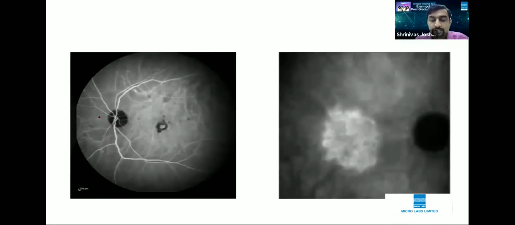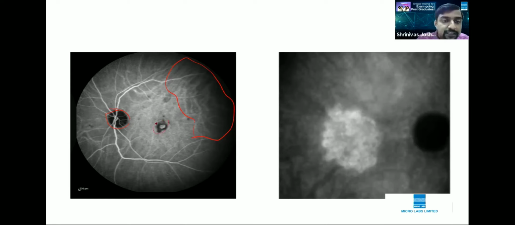Okay, so now let's go to this. What is this? This is again an ICG picture. You can see here the disc is black. You can definitely see the arteries and the veins of the retina filling, but you can also see the choroidal veins and the choroidal arteries here. Basically, it's more of the choroidal veins here because it's at the late phase.